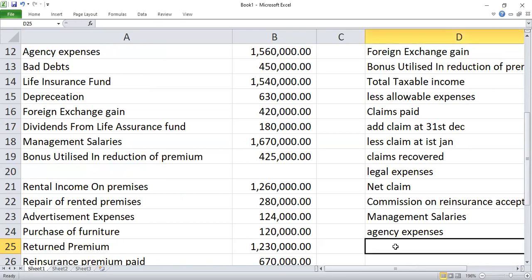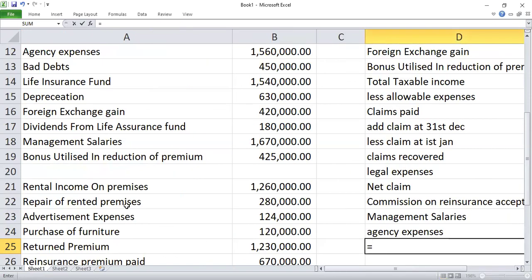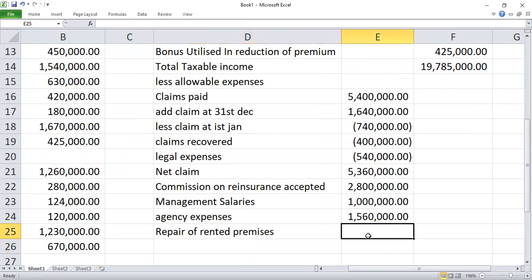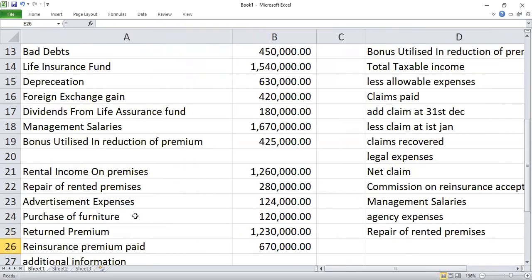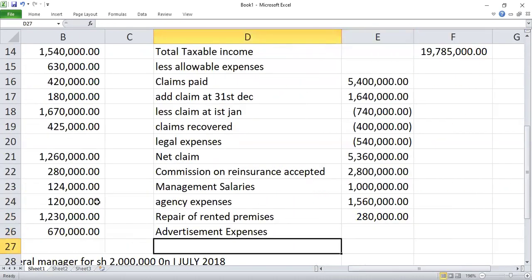So, we take the repair of rented premises. The amount for repair of rented premises is 280,000. Then the next one after that, we have advertisement, which comes to 124,000.